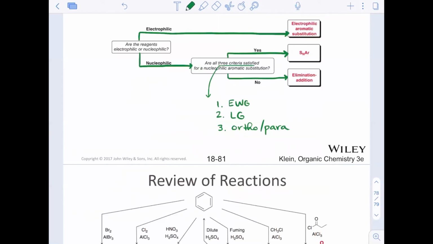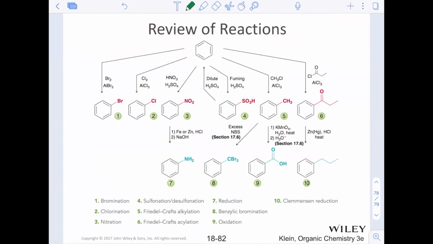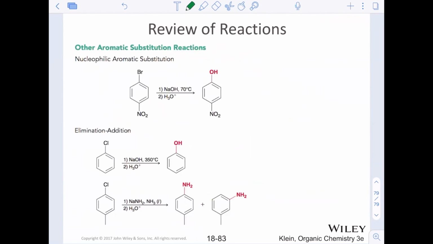Here's a review of reactions real quick for you, just so that you can see all of the beautiful things that you can have benzene do, and our nucleophilic aromatic substitution and elimination addition, right? With all of our examples. These are great concept maps to keep handy for doing practice problems.